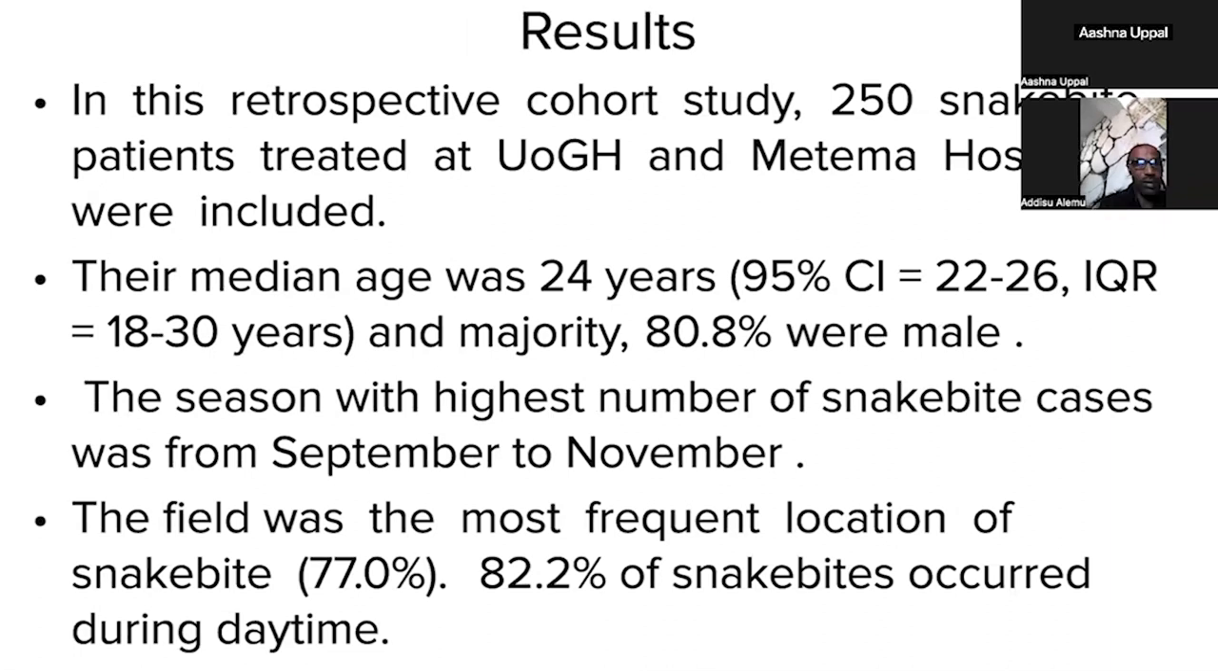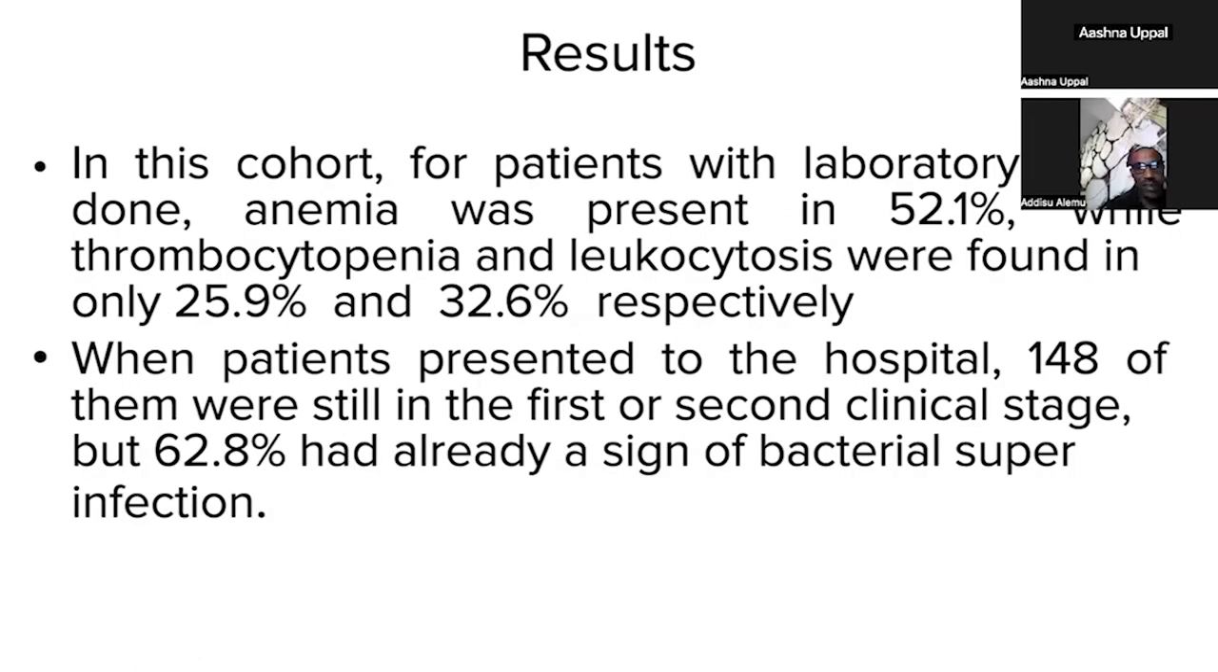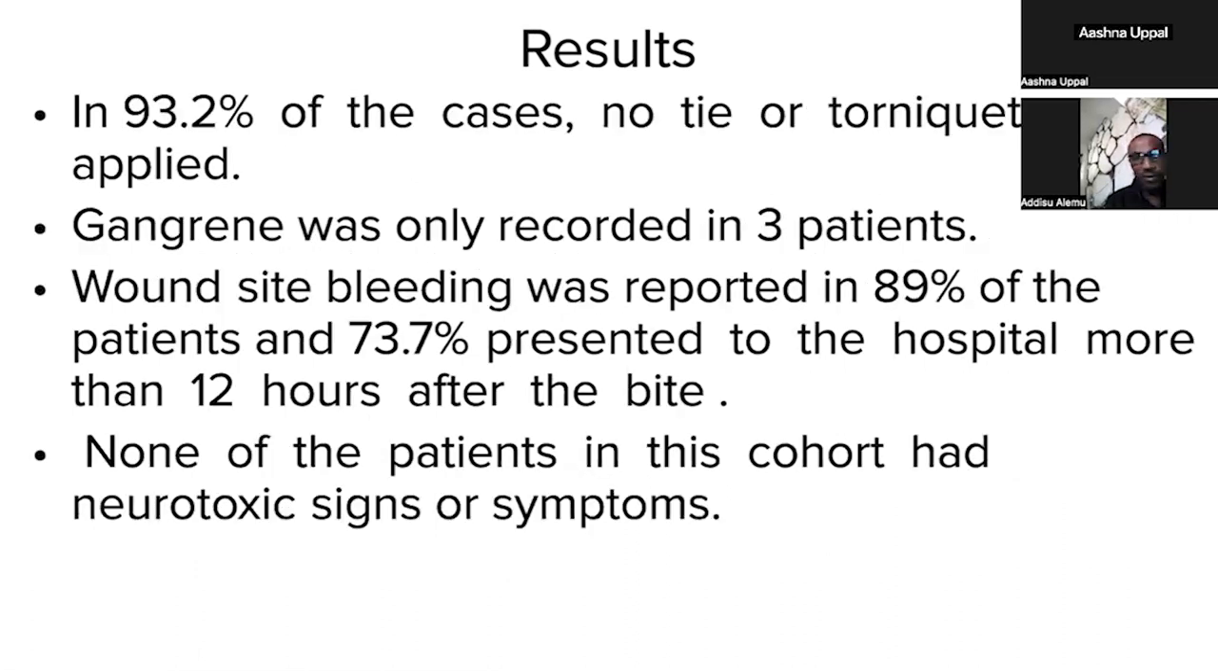Next slide. When it comes to the results, in this retrospective cohort study, 2,050 snakebite patients were treated in both hospitals. Their median age was 24, and the season with the highest number of snakebite cases was from September to November. The field was the most frequent location of snakebite, 77%, and 82.2% of snakebites occurred during daytime. Okay, next slide, and then the discussion part.